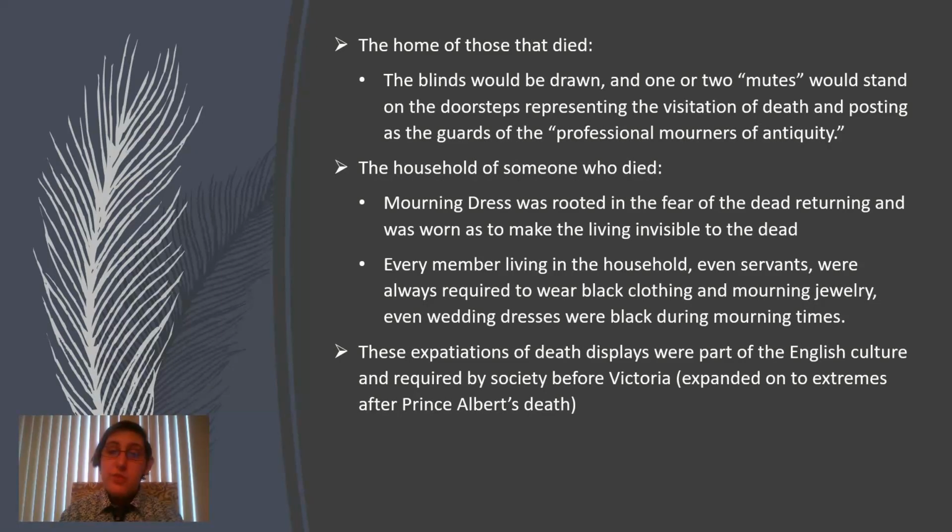And this was due because mourning dress was rooted in the fear of the dead returning and was worn as to make the living invisible to the dead. These expectations of death displays were part of the English culture as required by society before Victoria. After Prince Albert's death, they were expanded on to high extremes very greatly and integrated itself into the culture of the peoples.